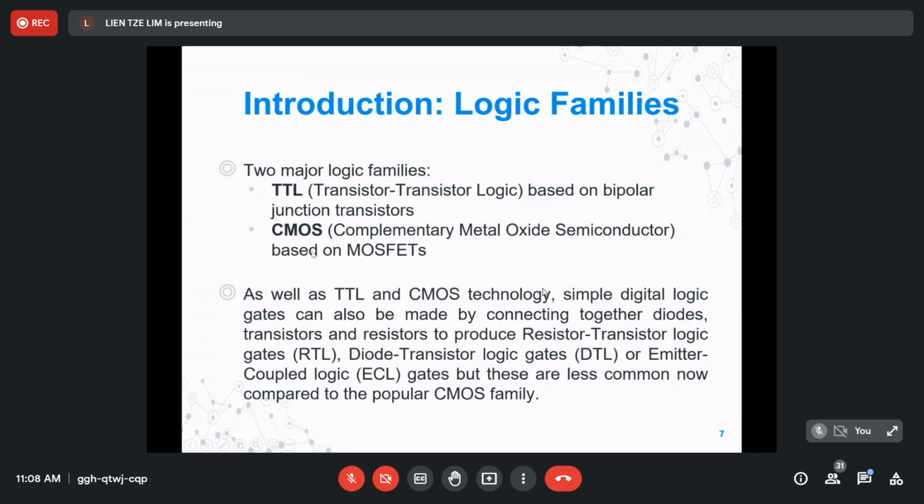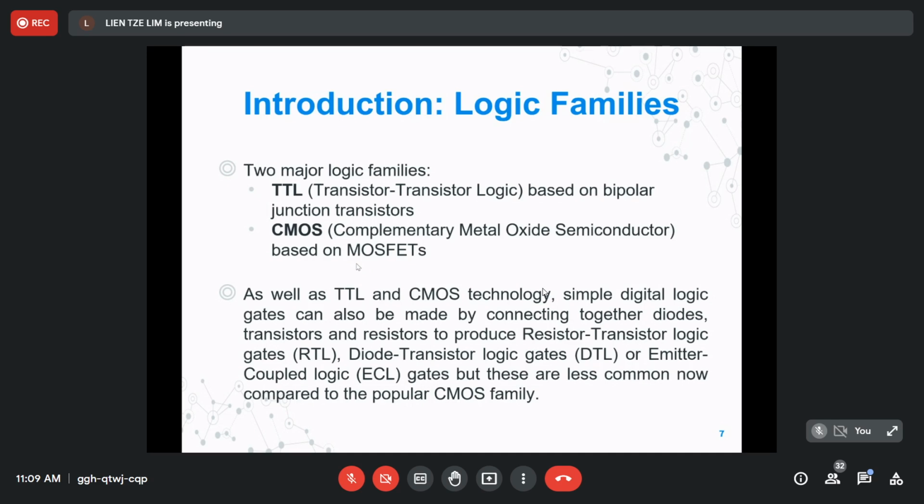There are two major logic families, TTL and CMOS. TTL is based on bipolar junction transistors. So this is the difference: TTL uses BJTs, CMOS uses MOSFET transistors. So later you will see the structure of the TTL circuit. The structure is different from CMOS.